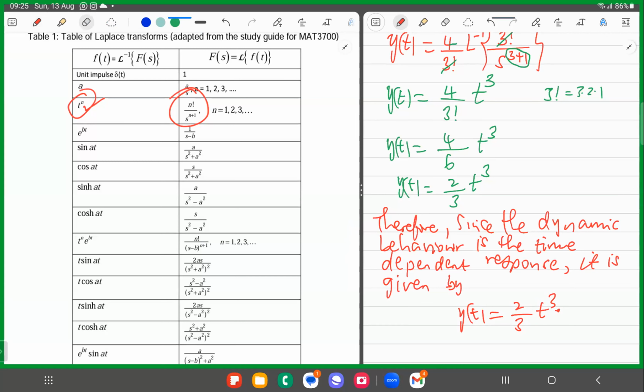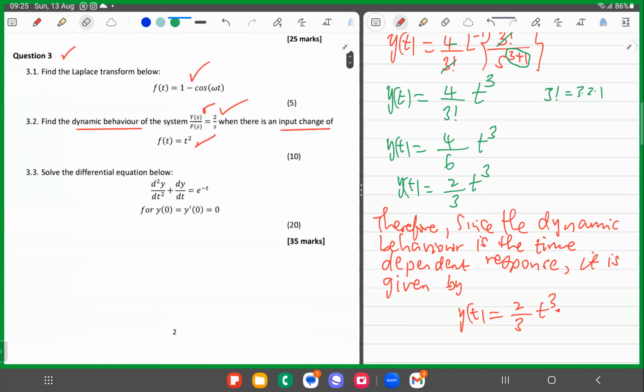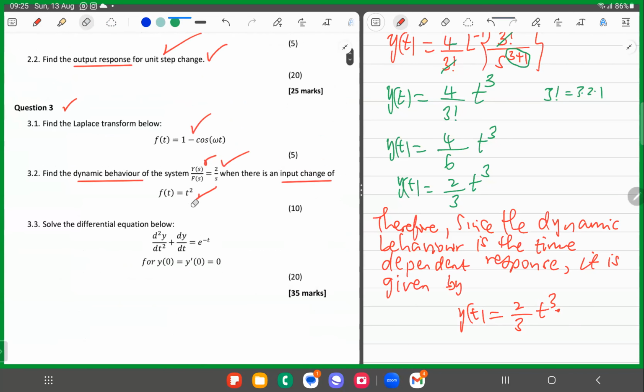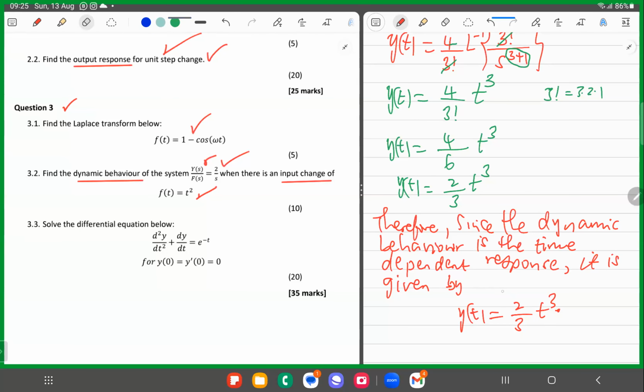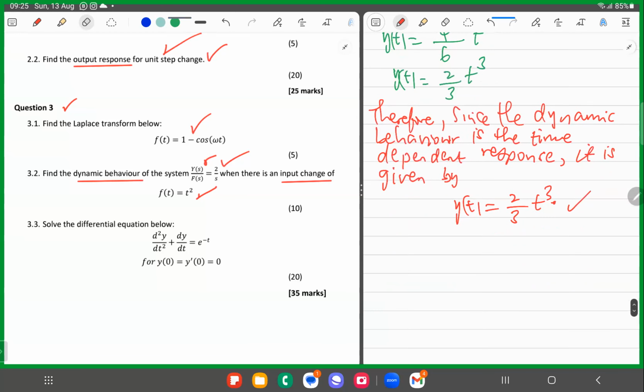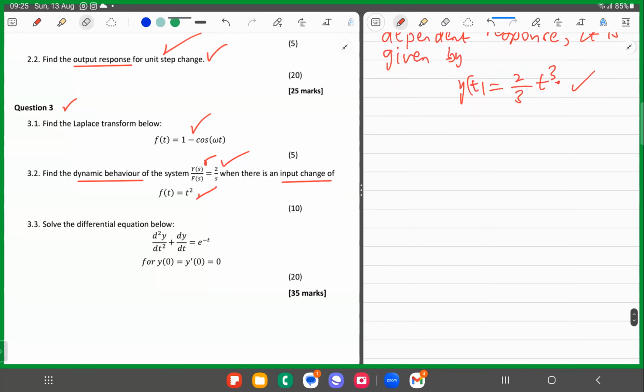Right, so we're done because the question said find the dynamic behavior, and this is the dynamic behavior. It is time-dependent response, and this is a function of time. It's y of t equals that. So it is time-dependent, and we're done.